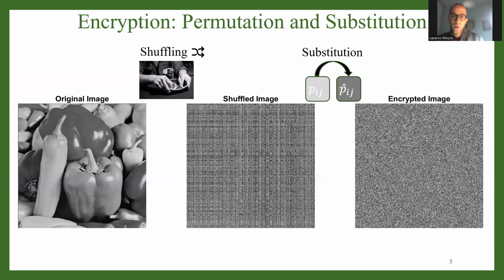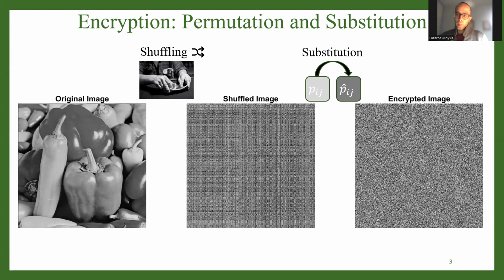And the most common options and actions are permutation and substitution. Permutation basically means shuffling the image pixels to disperse the information throughout the image. And substitution, which is a secondary action, means taking each pixel value and replacing it with another one. So a very simple question arises here. Is shuffling enough to encrypt the information?